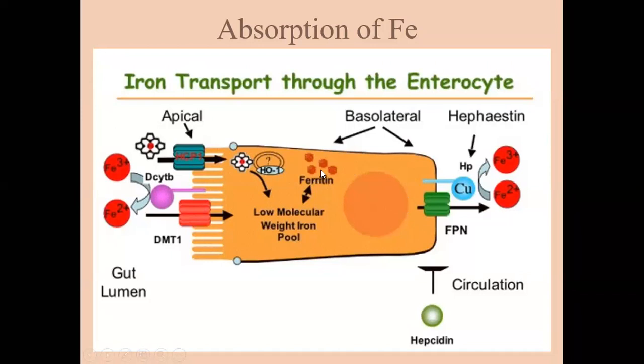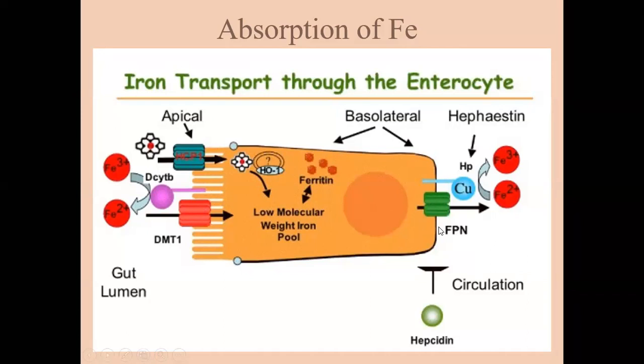Okay. So how is it absorbed? This is the basolateral surface, and here is the circulation. Here hephaestin is essential, along with copper, for the conversion of ferrous iron to ferric iron. And here you have ferroportin. Ferroportin is also present. This is essential for the transfer.